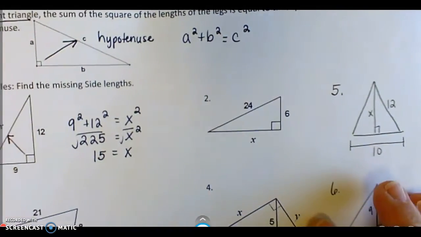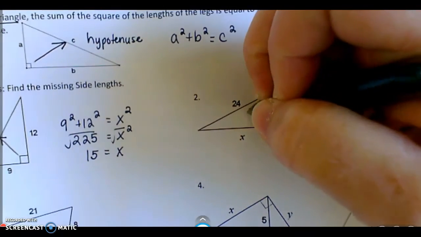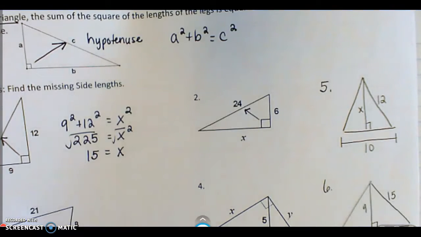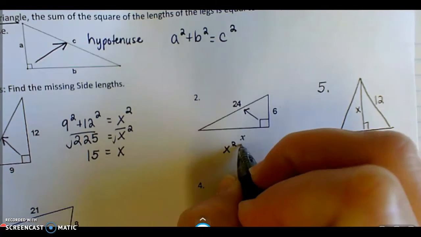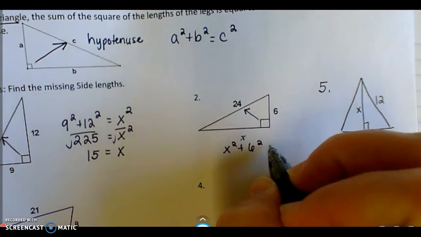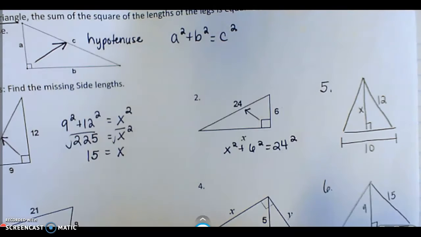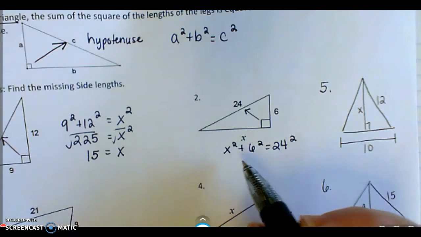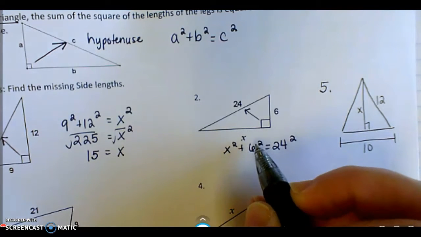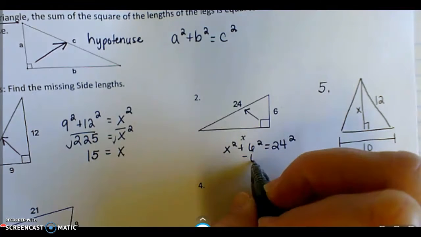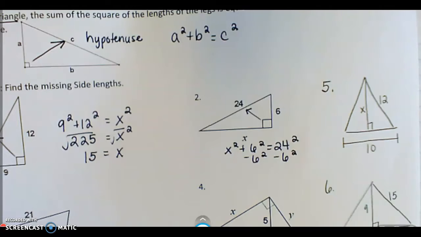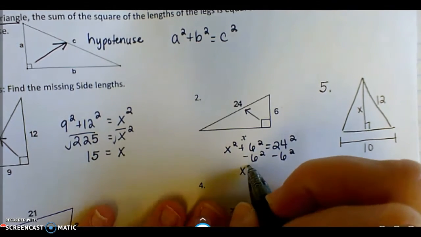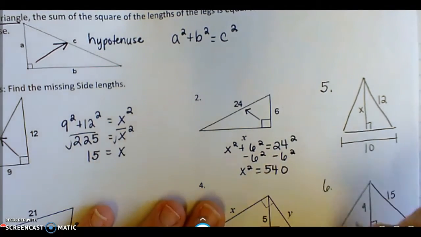Okay, number 2. So the side across from the 90 is the C, so that's 24, that's the C. These two are the other two sides, so we would have X squared plus 6 squared equals 24 squared. Alright, so we're trying to solve for X. And I need to move this over here. So that means I'm going to subtract 6 squared on both sides. Make sure you put that in correctly. 24 squared minus 6 squared. And you get X squared equals 540.